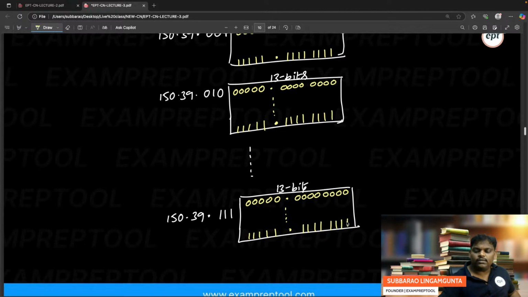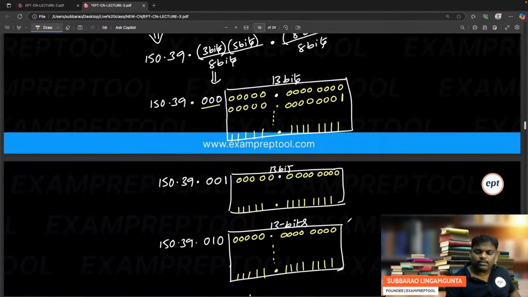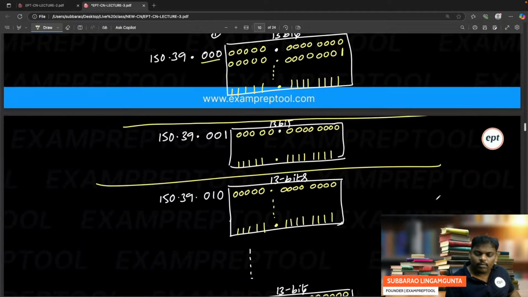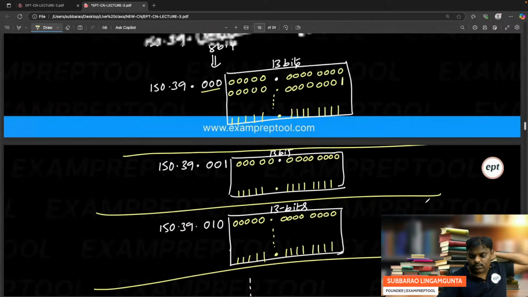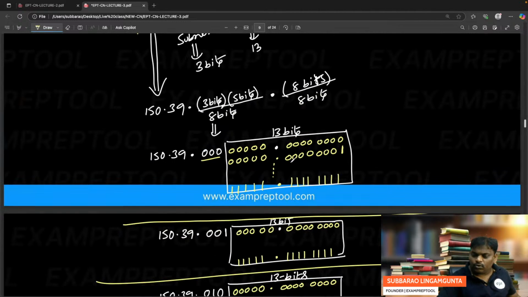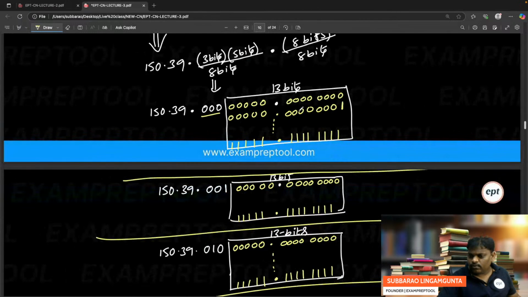So that's it. Remember, subnet purpose 3 bits, because with 3 bits, 8 possibilities are there. And one more interesting thing. Let's see this one. Actually it is subnet number 0. If you write the proper number, it is 0.